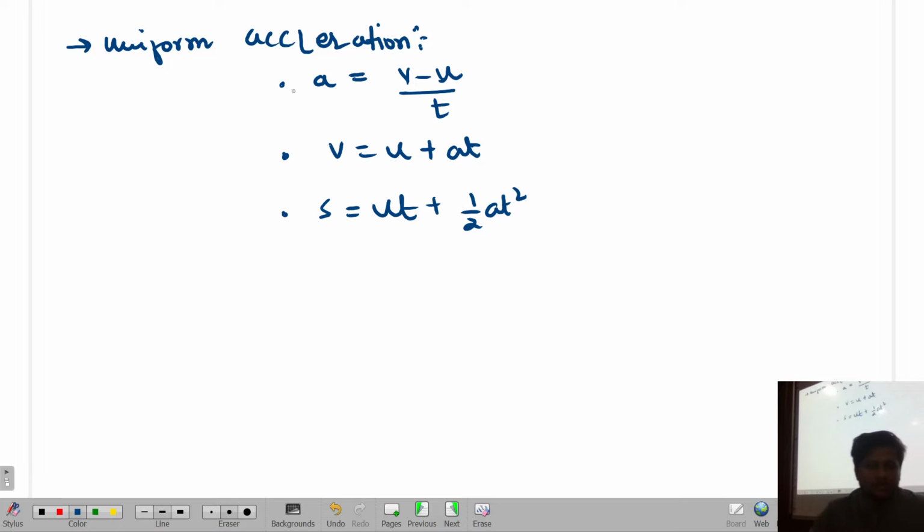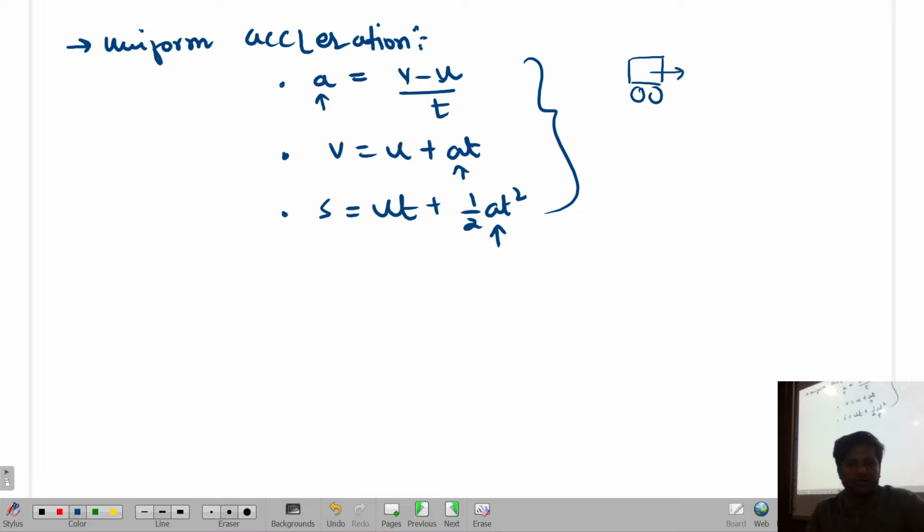Now look over here. If you go through these equations of motion, what do you see? This a is constant. Here a is constant. Here also a is constant. It does not vary with time. What is the problem with this kind of equation? You can't change the value of a. If a car starts on the road with some acceleration, after time t also, this car is going to have the same acceleration. In which case of acceleration? Uniform acceleration.